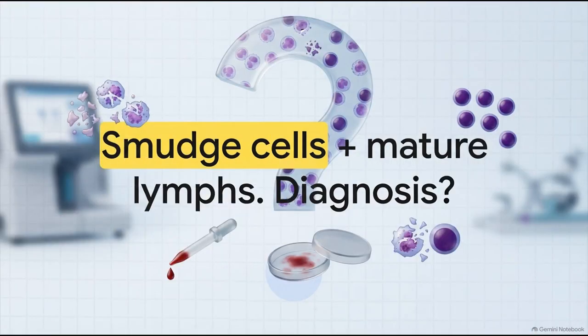Let's try another one. You're scanning the smear and you see delicate smudge cells right alongside small mature lymphocytes. What breaks apart that easily during a smear prep? That points directly to chronic lymphocytic leukemia, or CLL.